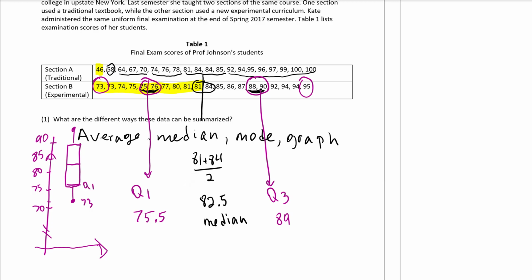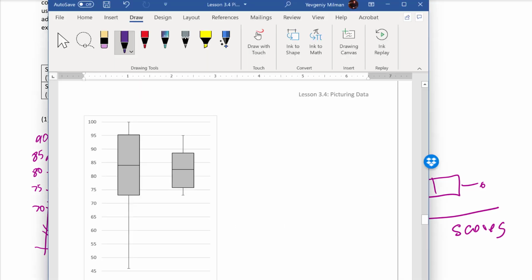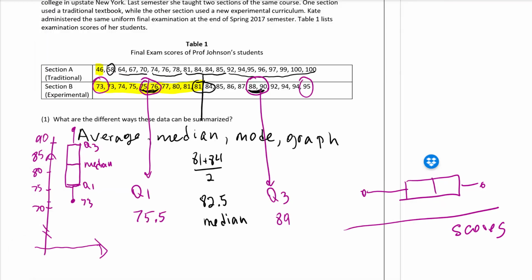You get the Q1, you get the median, and you get Q3. Sometimes you see the box plot drawn in a horizontal way, like this. That's acceptable as well, where you put the scores on a horizontal axis. Okay, here they are drawn next to each other. So you have section A and section B. Take a closer look at this, and then here's the question that's going to follow.